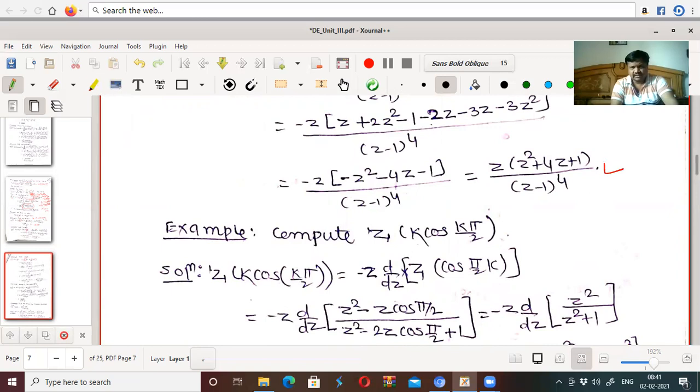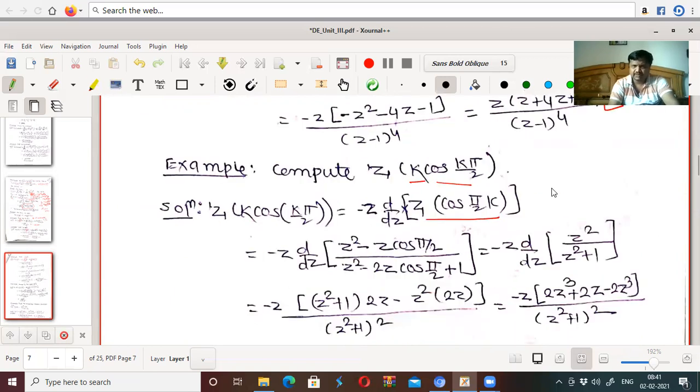Similarly, we can find the z transform of k times cos k pi by 2. If we know the z transform of cos k pi by 2 multiplied by k, then it is minus z d by dz of the z transform of cos pi by 2 k. Now we know the z transform of cos ak. You apply the formula of z transform of cos ak, you will get this one: z square minus z cos a, divided by z square minus 2z cos a plus 1. This is the formula for the z transform of cos ak, which we have already found.